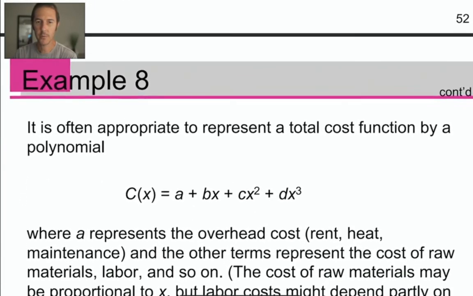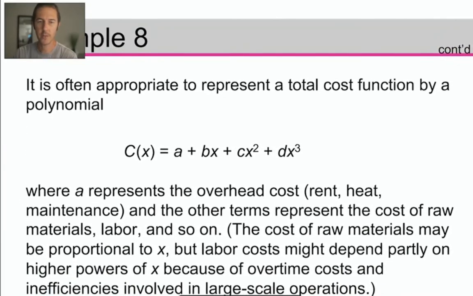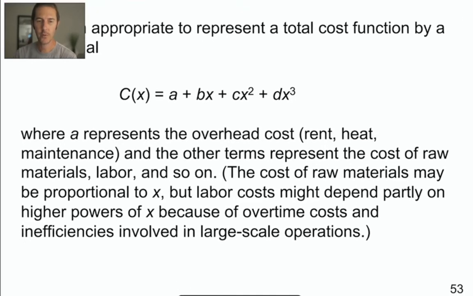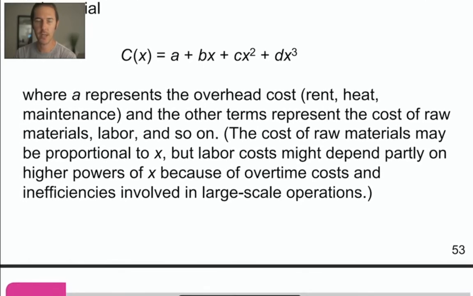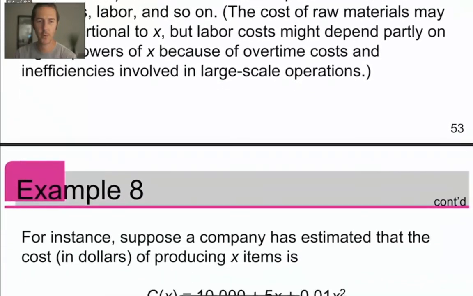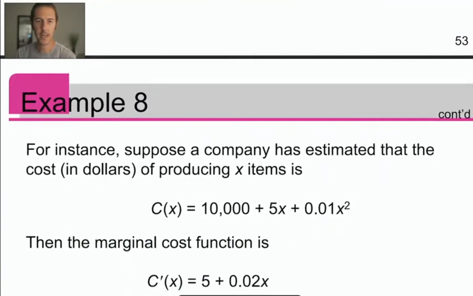It's often appropriate to represent a total cost function as this polynomial. A represents overhead cost. The other terms represent other things that might change in unusual ways as your production increases. You end up adding more personnel, more air conditioning, more electricity, renting additional buildings, and so on. So let's look at an actual example.